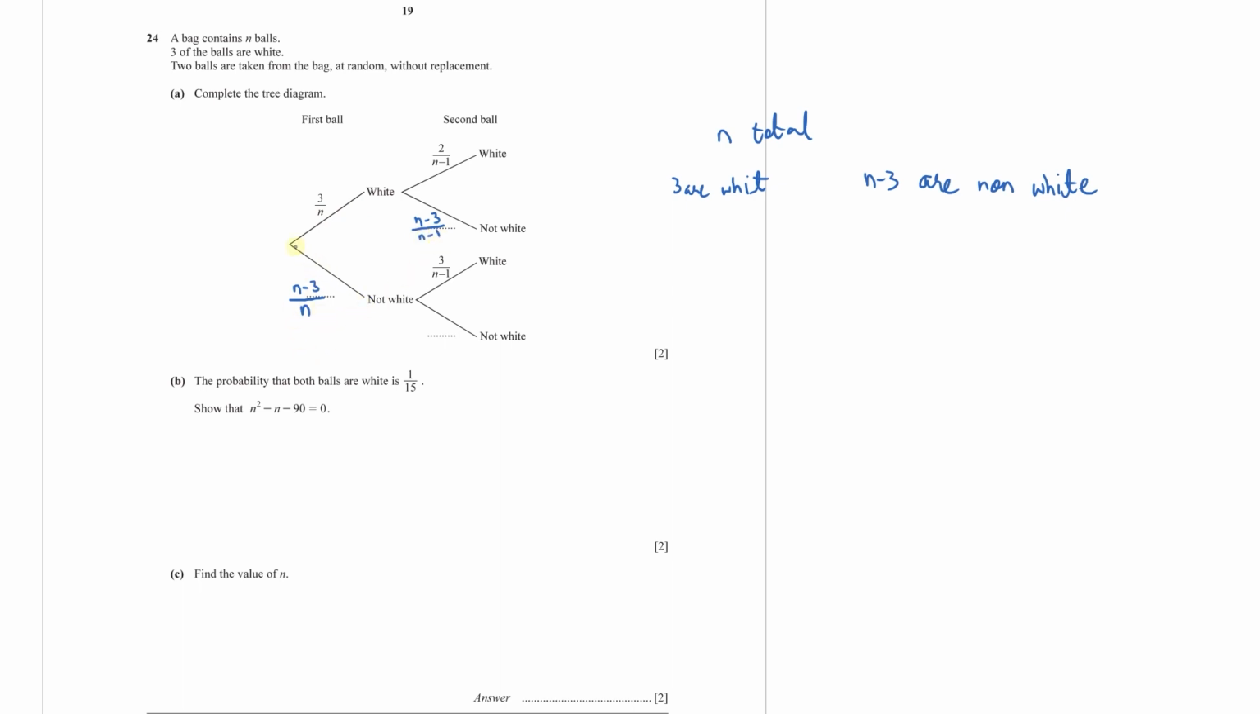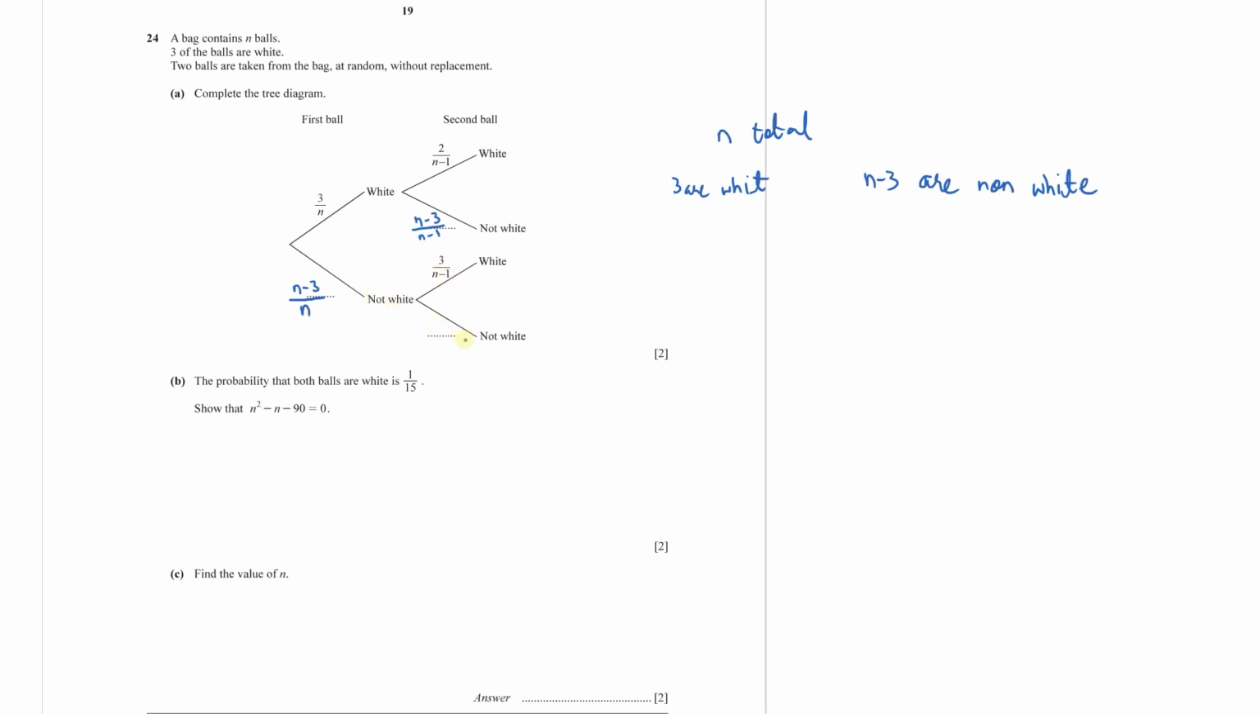And coming down here, you picked a not white one the first time. What is the probability of getting the white the second time? You have 3 whites that were there at the start and you didn't pick a white one, so you still have 3, but your total has decreased by 1 since you picked one ball. So this is n minus 1.